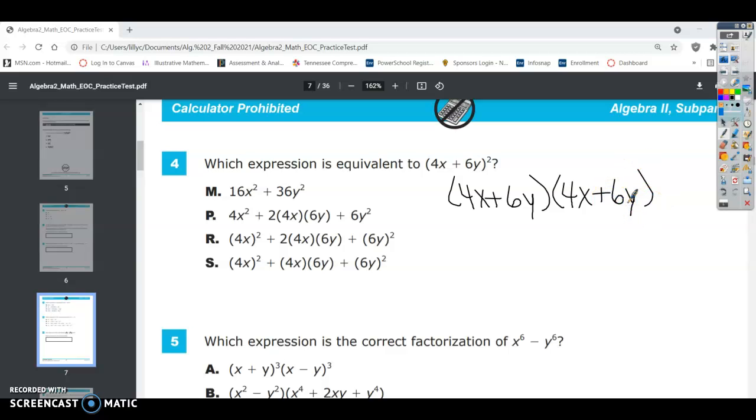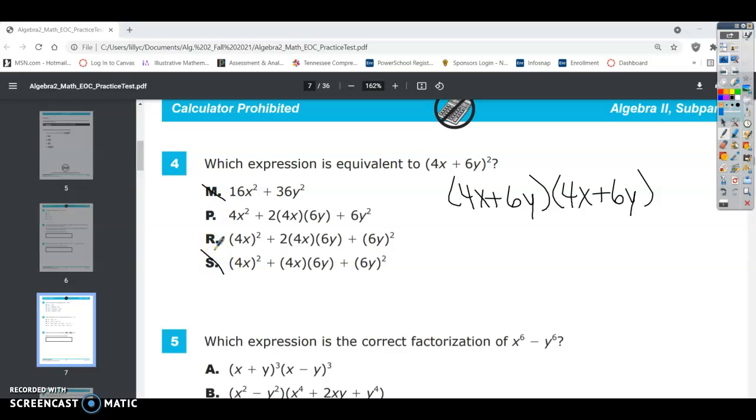All right, so if you remember, this first expression, 4x times itself, is (4x) squared, or 16x squared. So if you look at these, all of these would be correct for the first term. Then you have 4x times 6y, and then you have 6y times 4x, which is the same thing twice. So it's going to be 2 times 4x times 6y. So that narrows it down to one of the middle two.